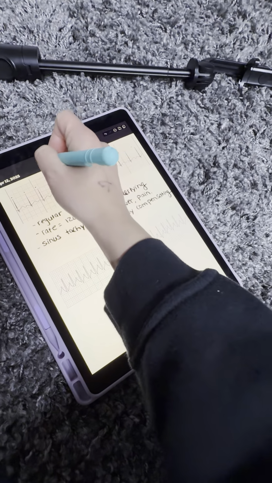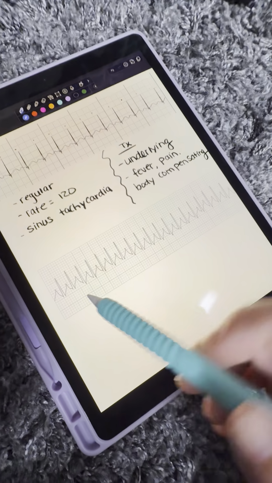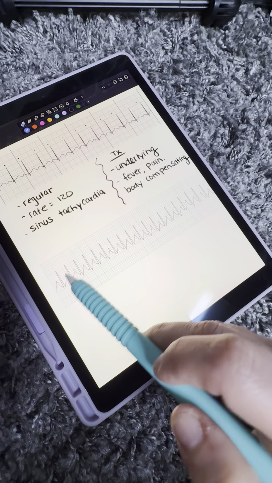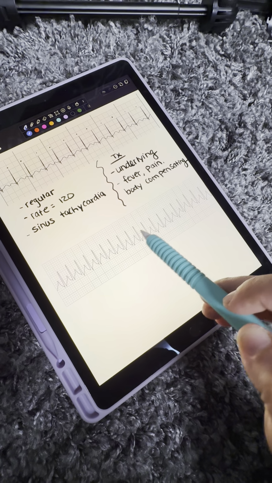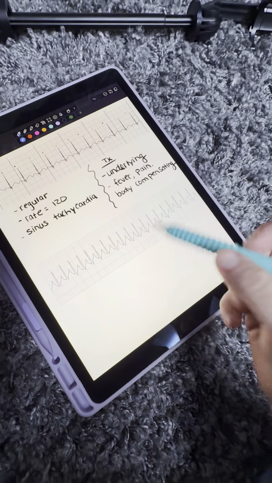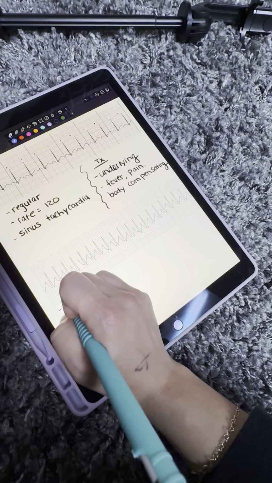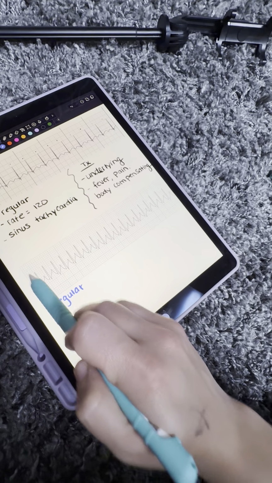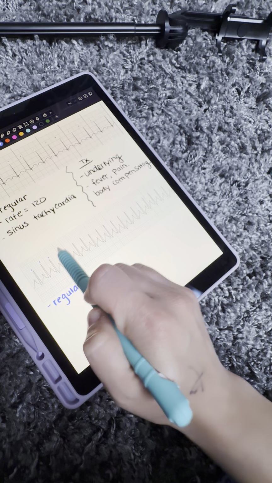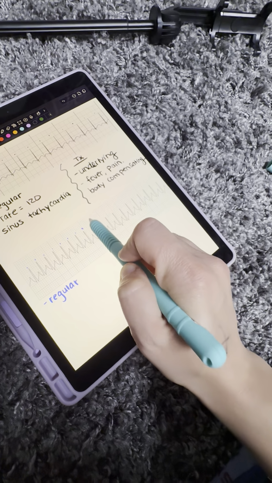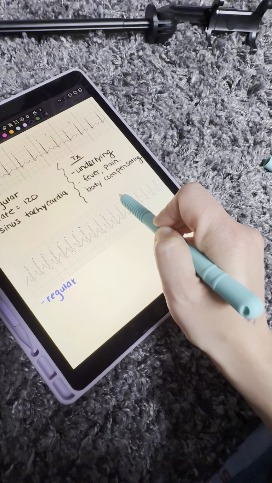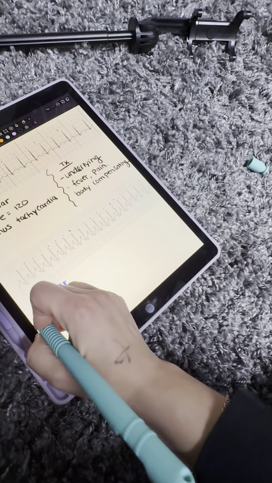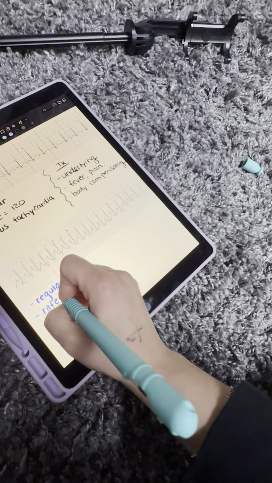Okay. When we look at the bottom one here, again, I have a 6-second strip. First thing I'm going to do is check for regularity. So it actually looks pretty regular in between these QRS complexes. So I'm going to say that this is regular. And let's get a rate. 1, 2, 3, 4, 5, 6, 7, 8, 9, 10, 11, 12, 13, 14, 15, 16, 17, 18, 19. Okay, so my rate on this is 190.